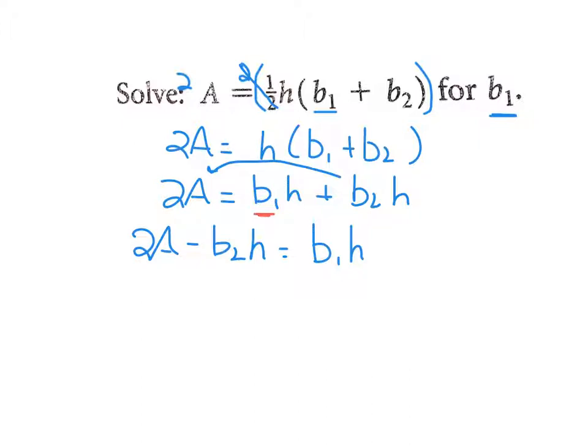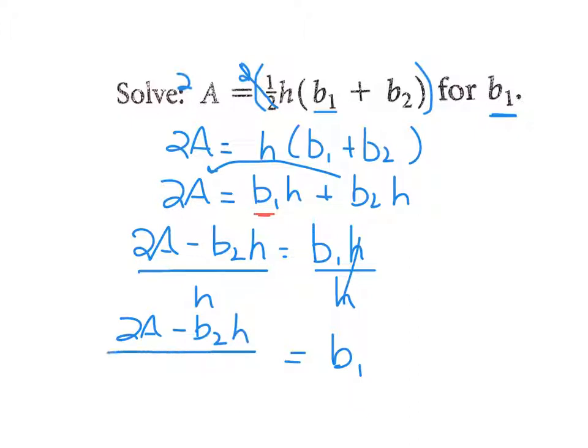And one more step, I almost have the b1 isolated. One more step and I've got it. The h has got to go. So I'm going to divide both sides by h. And once I do that, that's it already. I'm going to rewrite it, make it look a little bit better. b1 is 2a minus base 2 times h all over h.